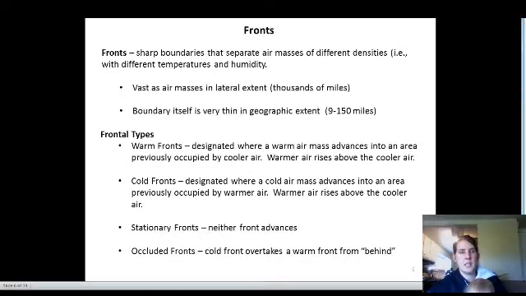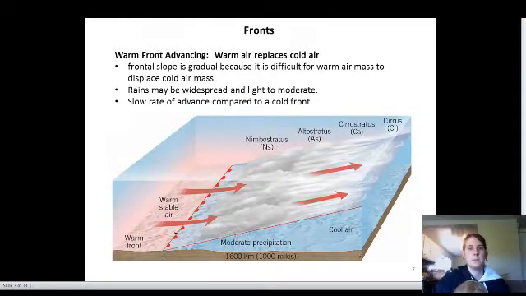The frontal types that develop are warm fronts. This is where a warm air mass advances into an area previously occupied by cooler air.